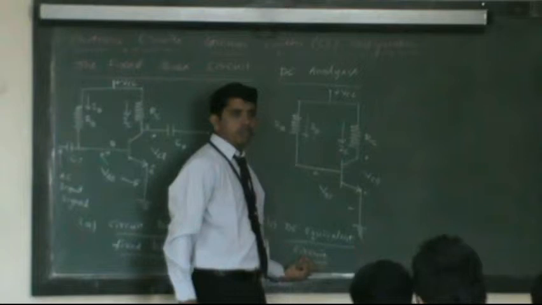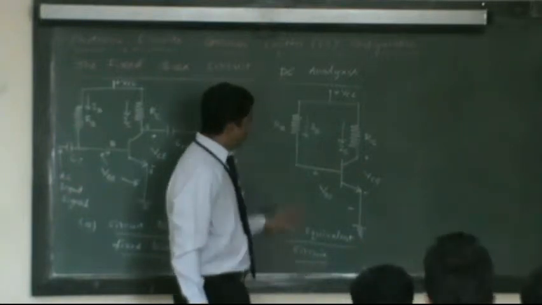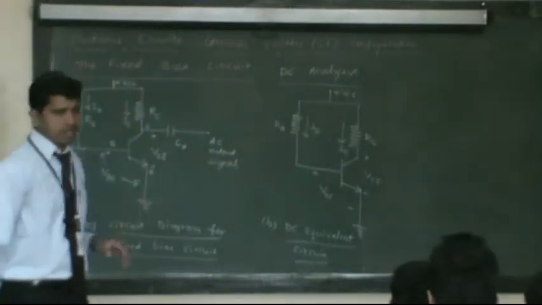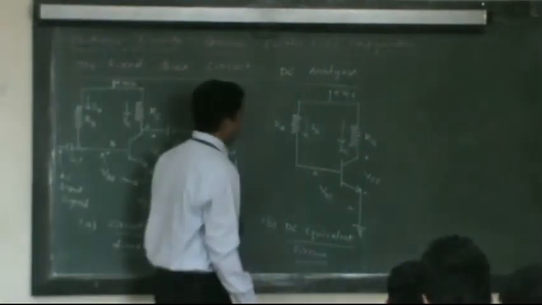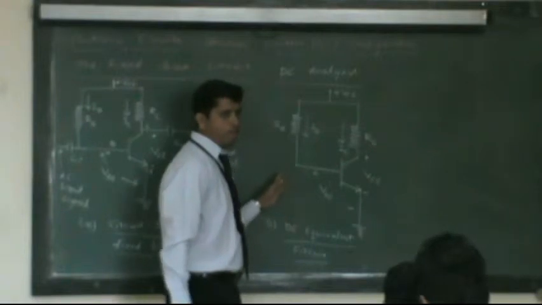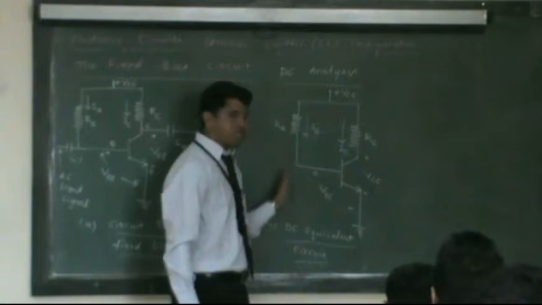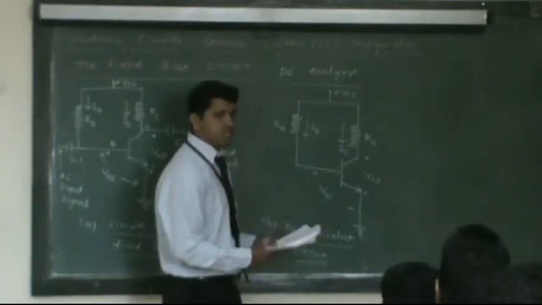DC circuit of fixed bias configuration. Now we have to analyze this, and based on this, you must establish the bias conditions or operating point. We'll see how to analyze this circuit now. You have to apply Kirchhoff's voltage law. If you look at this circuit, there are two sections here.